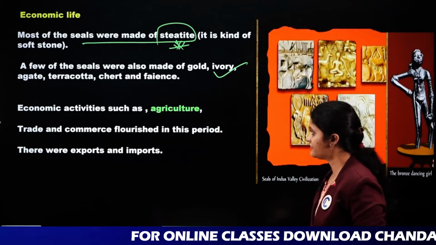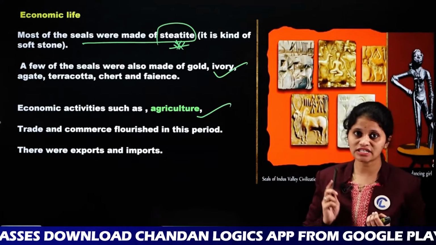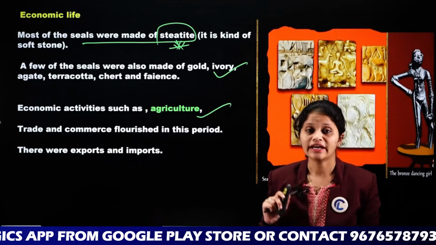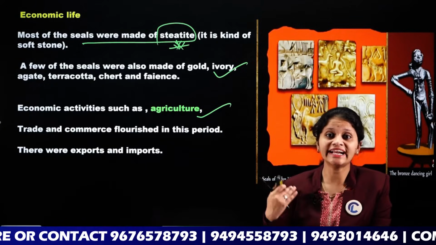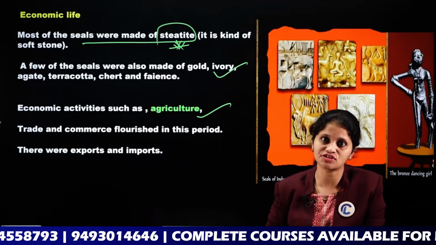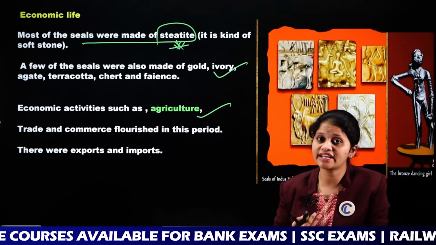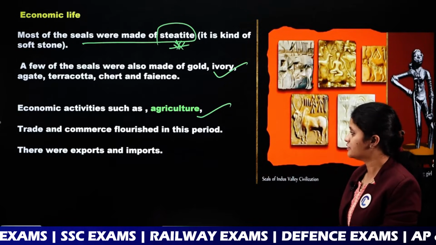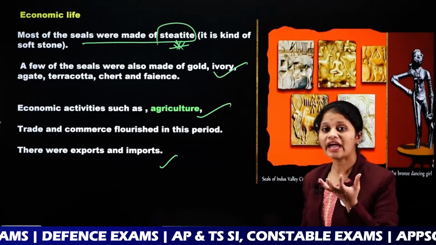Now, economic activities such as agriculture, as we have seen regarding the Mesolithic period, the introduction of agriculture, and in the Indus Valley civilization also they practiced agriculture, and also trade and commerce, that means exports and imports started during the Indus Valley civilization. When did exports and imports start in India? Trade started during the Indus Valley civilization. So that is the economic life.